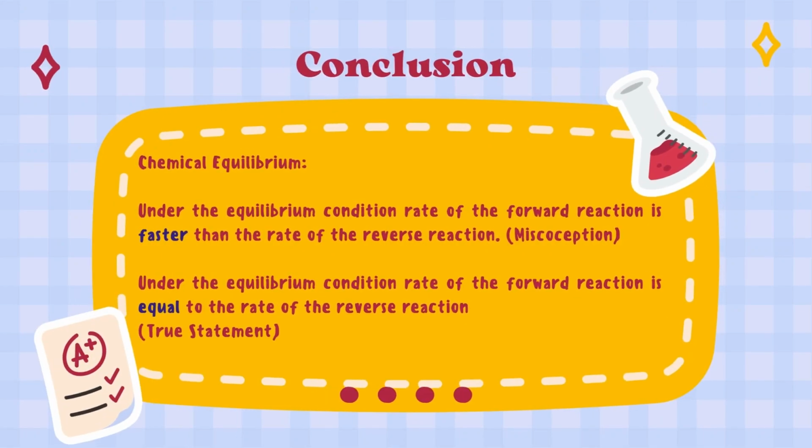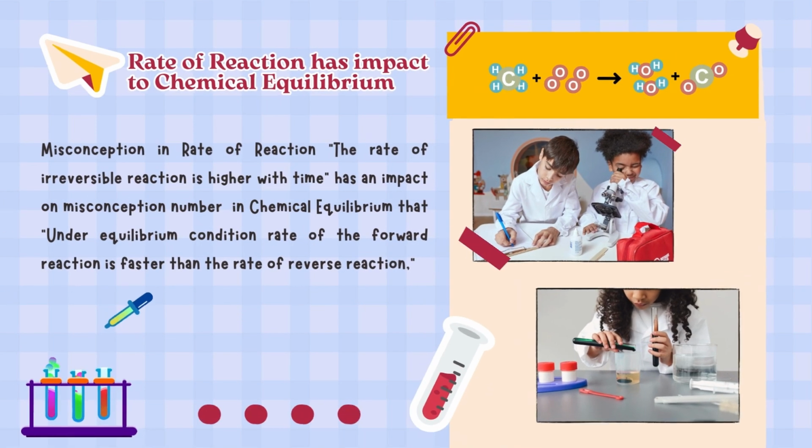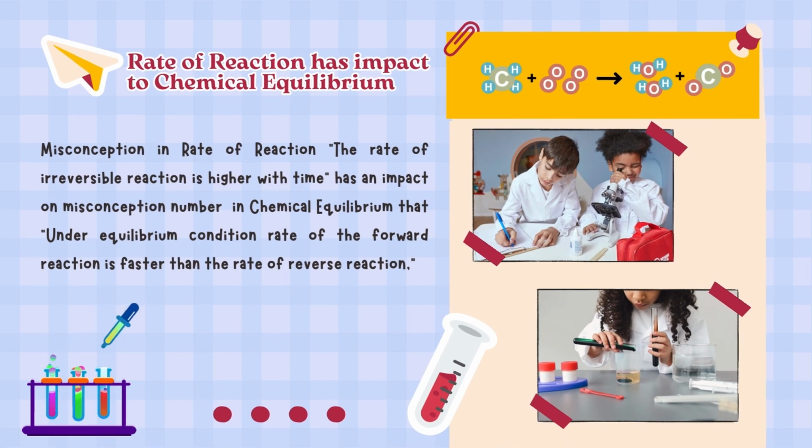The second one, in chemical equilibrium, under the equilibrium condition, rate of the forward reaction is faster than the rate of reverse reactions. That is a misconception. And the true statement is under the equilibrium condition, rate of the forward reaction is equal to the rate of the reverse reactions. And we know that misconceptions in rate of reactions has an impact to the misconceptions in chemical equilibrium.